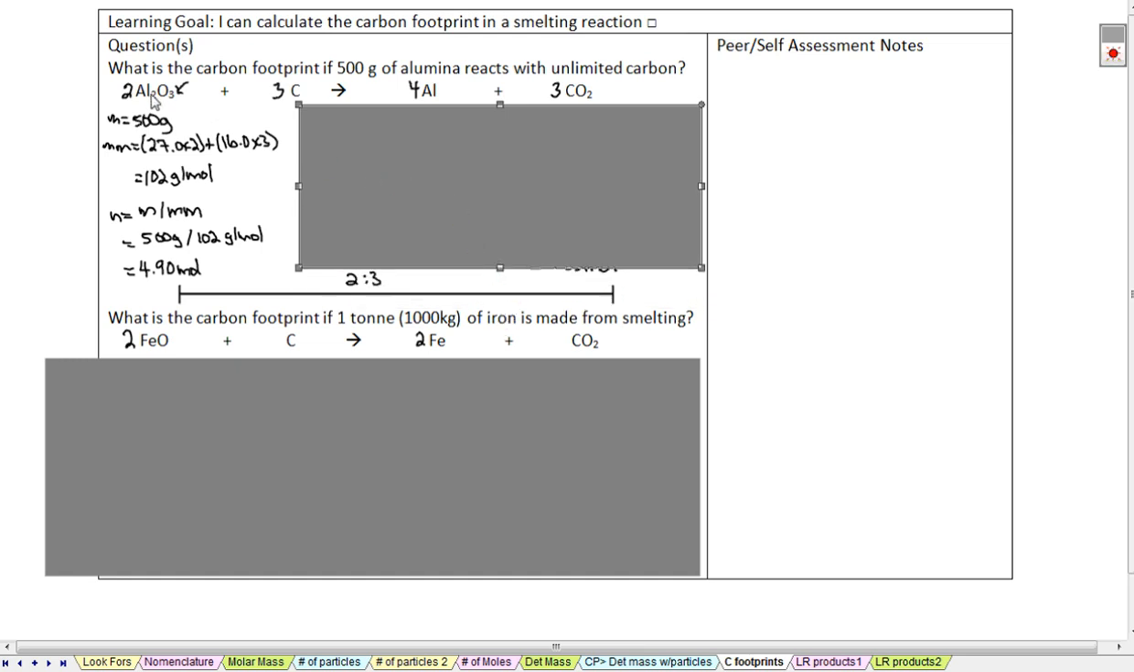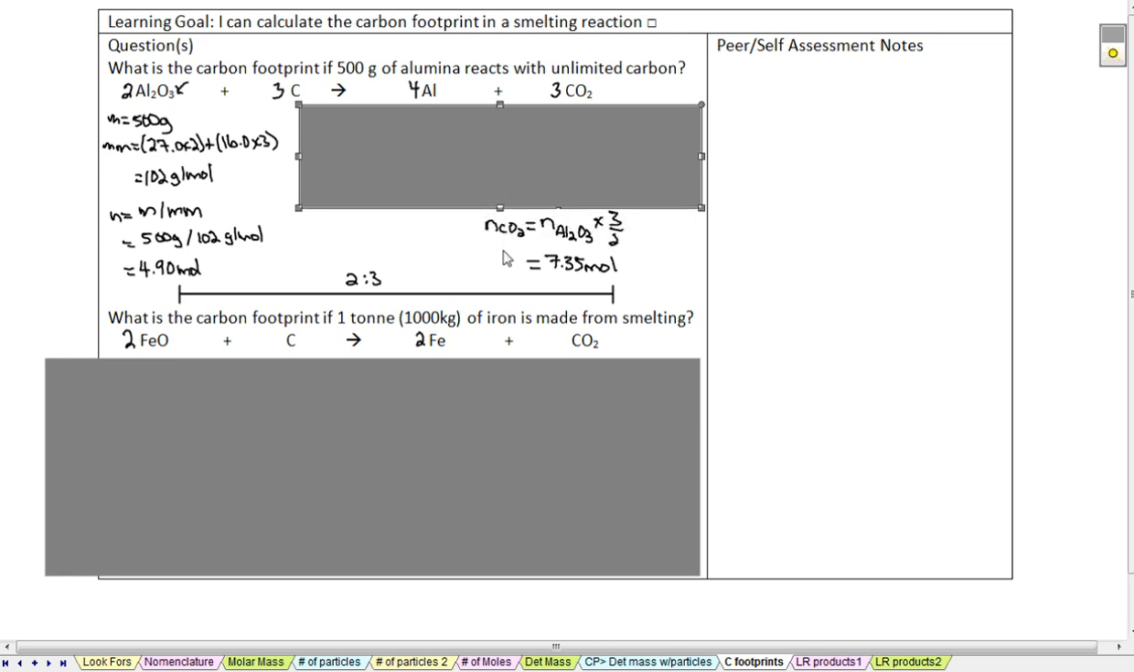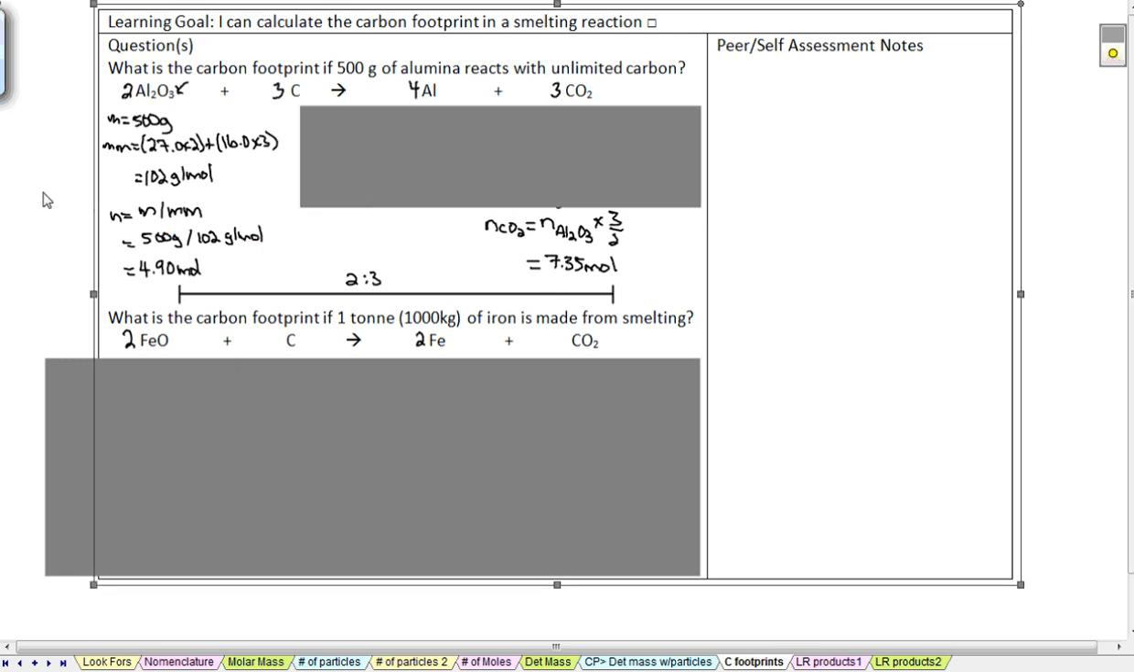So now I look at the ratio I have between alumina and carbon dioxide. That ratio is 2 to 3. So I should have a little bit more moles of carbon dioxide than I have of alumina. Bigger number, smaller number. So I take my number of moles, multiply it by 3, then divide by 2. That number should be bigger. So my moles of carbon dioxide, I take my moles of alumina, multiply it by 3, divide by 2, and lo and behold, I have a larger number. So I'm on the right track now.